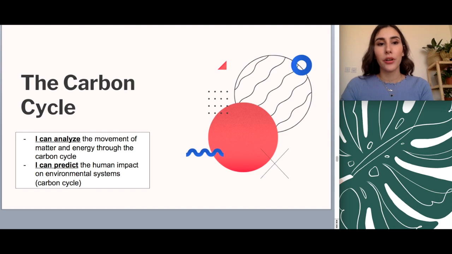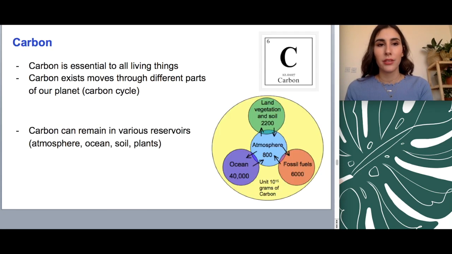The learning targets that we are covering are: I can analyze the movement of matter and energy through the carbon cycle, and I can predict the human impacts on environmental systems, specifically in terms of the carbon cycle.